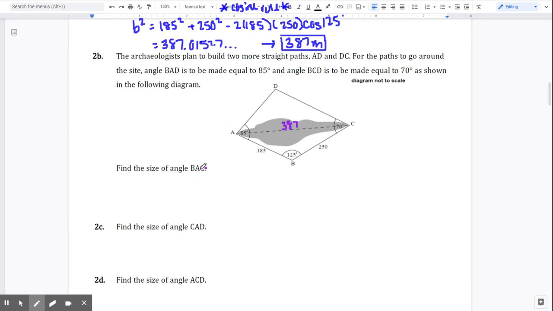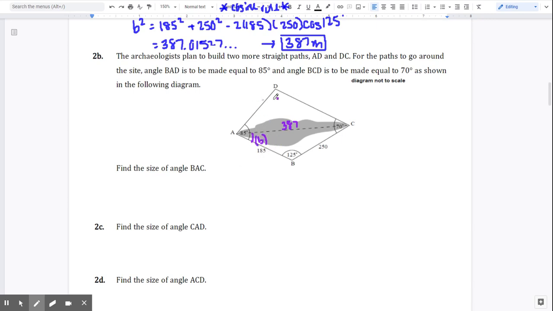In part B, what they're really asking us to do is to find the size of angle BAC. So BAC means we're looking at this smaller angle. I'm going to label it b for part B.